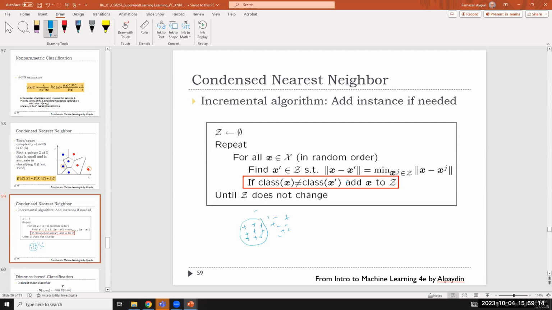Does that mean we are comparing the label of that class, like that observation X? Of course, you compare.